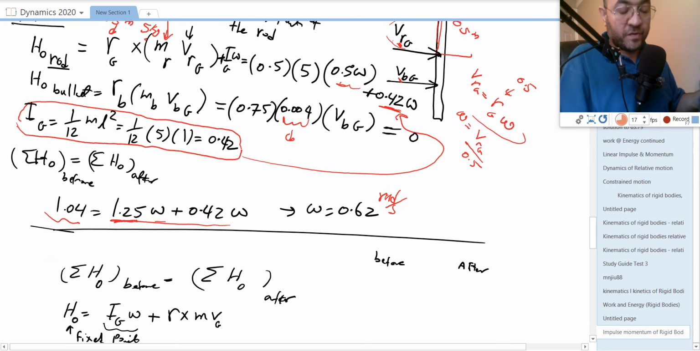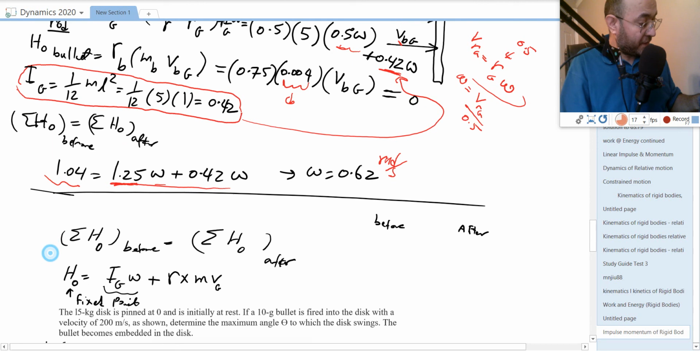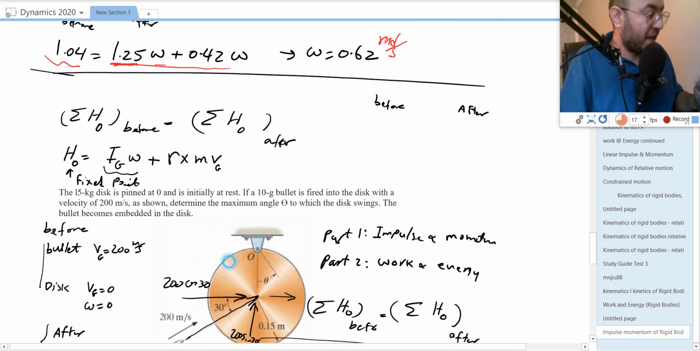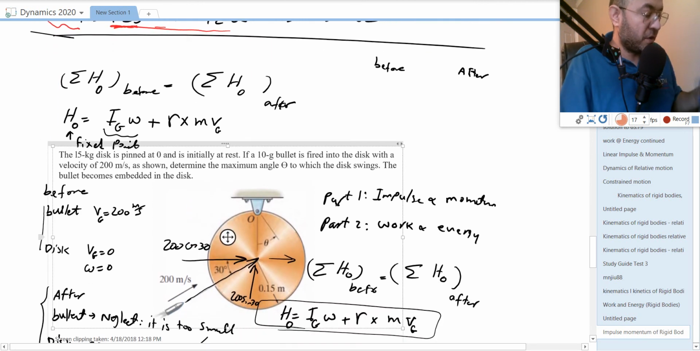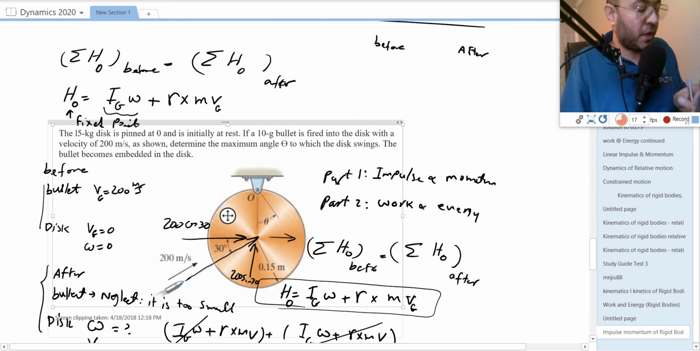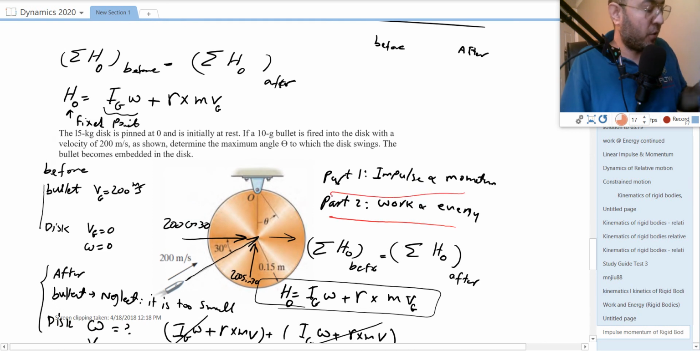So I'm going to do one more similar problem like this. In this case, I have a disc hanging from point O, very similar to that rod. Again, a bullet is coming at it at an angle of 30 degrees. This question is a combination of work and energy and impact and momentum. After the bullet goes inside the disc, I'm asked to find the maximum angle to which the disc would rotate upward. So part 1 is impulse and momentum, part 2 is work and energy. Let's start with part 1.